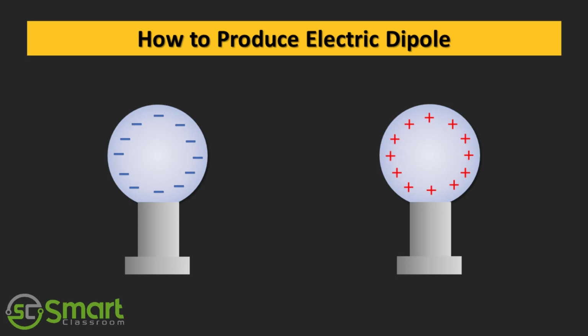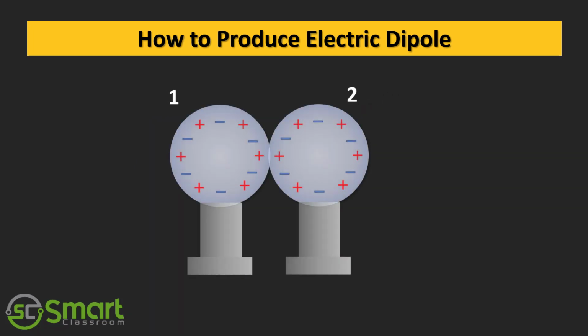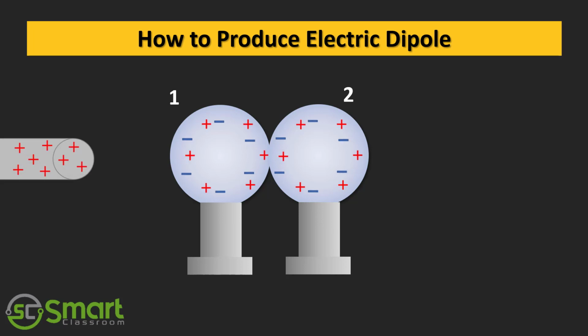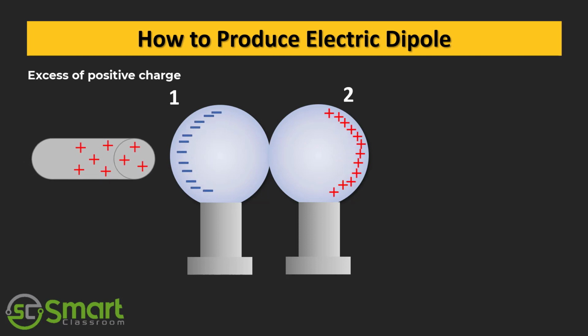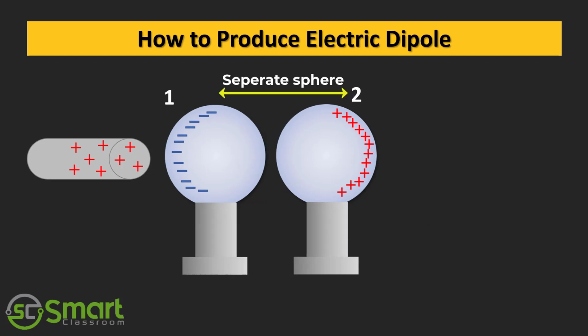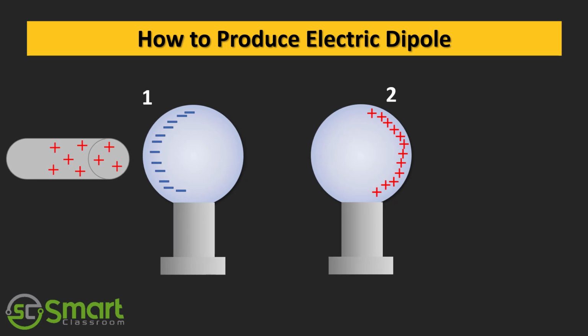Next topic, how to produce an electric dipole. Here we have two metal spheres supported on insulating stands. The two spheres are touching each other. When the rod is brought near sphere 1, the free electrons in sphere 2 move to sphere 1. This leaves an excess of positive charge on the surface of sphere 2. Now we separate the spheres by a small distance while the glass rod is still held near sphere 1. You can see that sphere 1 becomes negatively charged and sphere 2 becomes positively charged. Now the two spheres are found to be oppositely charged and attract each other.